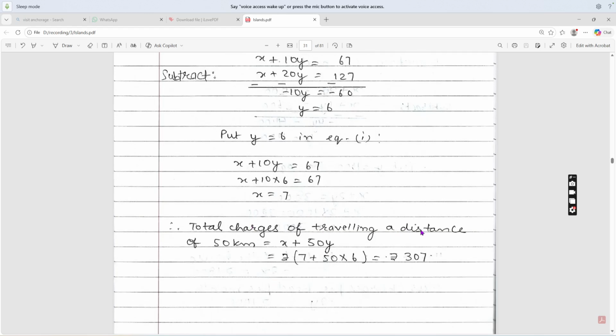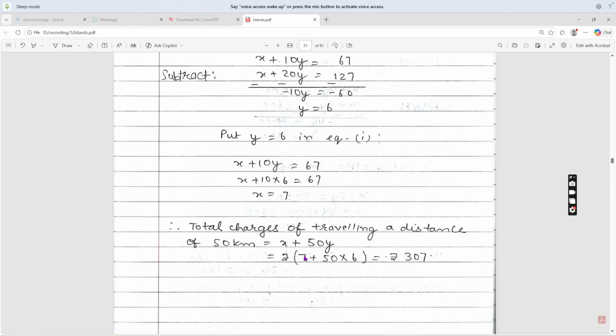Now, total charges of traveling a distance of 50 kilometers. Now the crux is here. This is the most crucial part. Now see, we know the equation, that is x plus variable kilometers, that is 50. So x plus 50 into y. 50y is the variable charge and x is the constant charge.